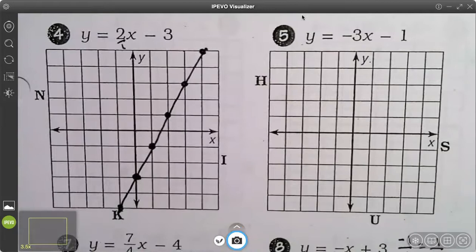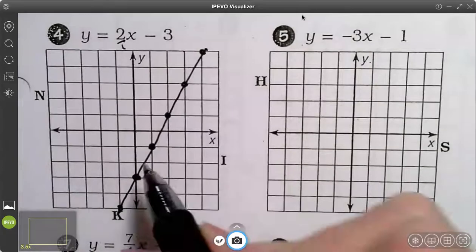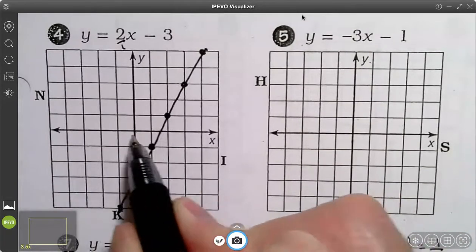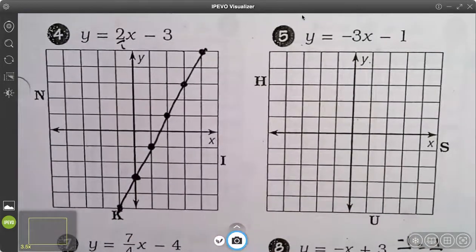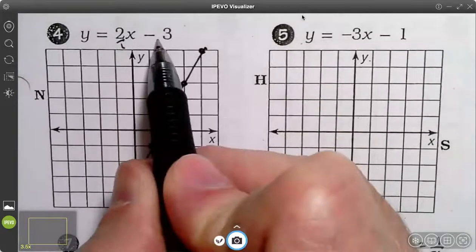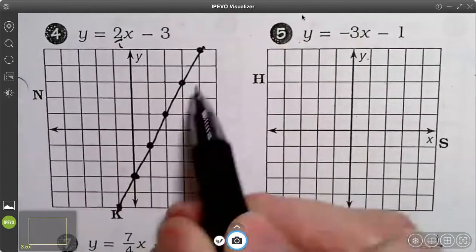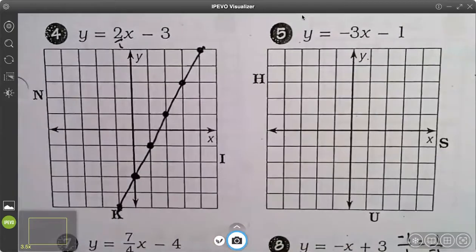If I asked you what was the x-intercept, you should be able to look at your line and say the x-intercept is 1.5. The y-intercept is -3, that was given. The x-intercept, we had to graph it to find, is 1.5. Try number 5.